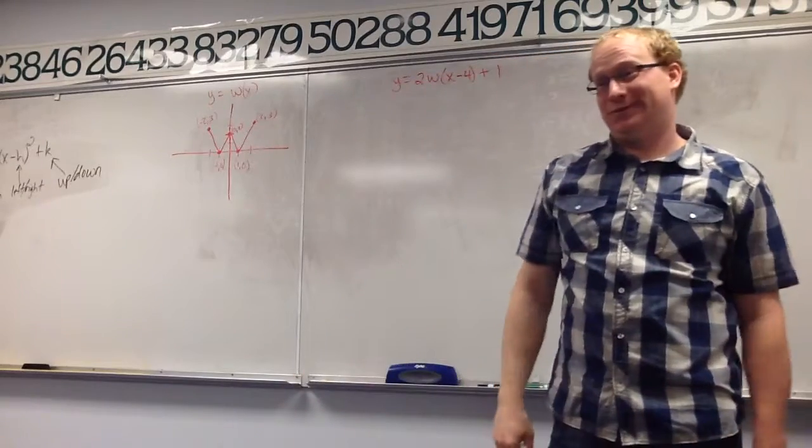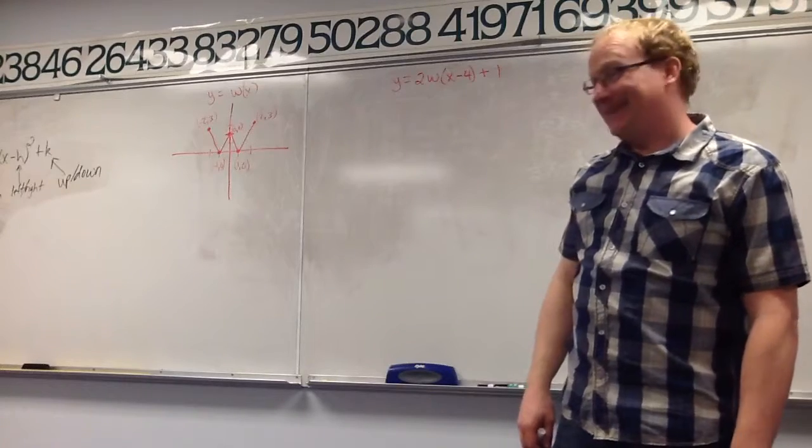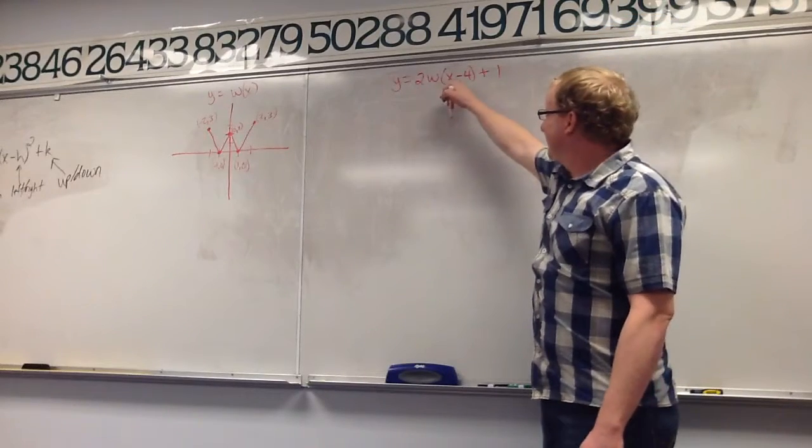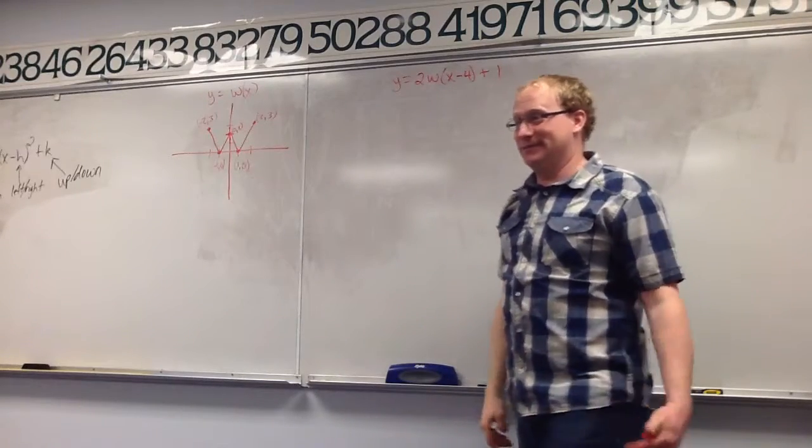So it's gonna go up one, up 1, and it's gonna go to the left. It's gonna get thinner. It's gonna go to the right 4. It's gonna get thinner. Oh, yeah. Go to the right 4, and up 1. Yeah. Okay. So here's the easy way to do this.